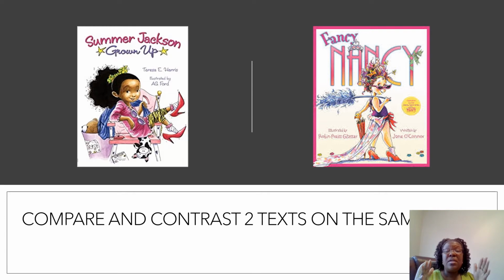So if we're looking at, even if you didn't read the story, remember how we say text features, some of the text features. So let's use the text feature of illustration. Illustration is drawing.